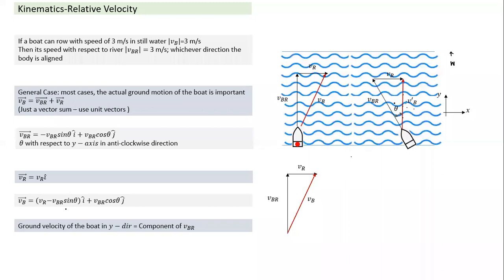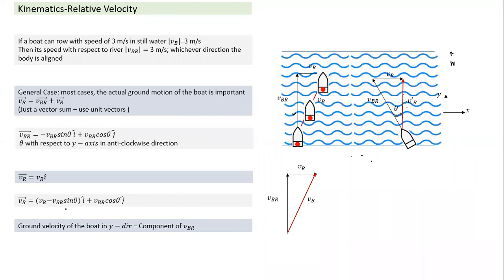So when is the river crossing time minimum? When this velocity is maximum, that is, when cos theta is equal to 1, the entire VBR component. So the y component of ground velocity is equal to VBR when theta is equal to 0, and the time taken to cross the river is minimum. This is the condition for minimum time. In this case, theta is 0, the y component of VB is maximum and equal to VBR. It will take minimum time to cross the river.